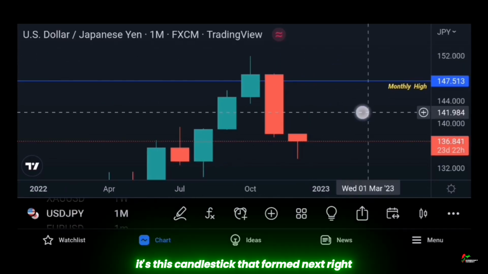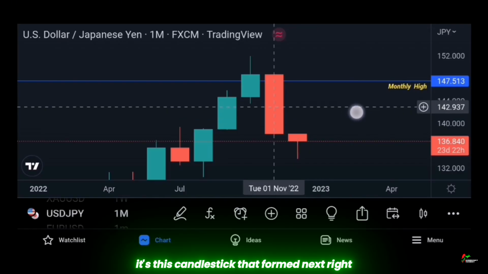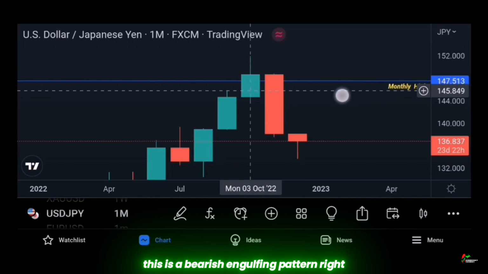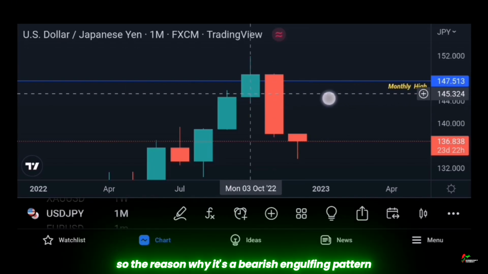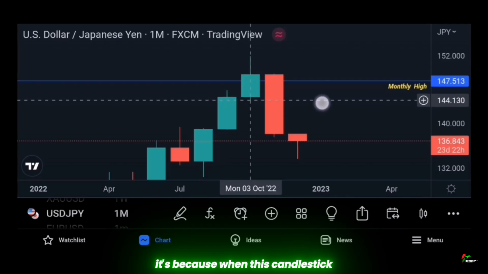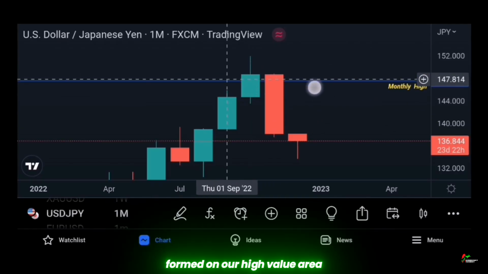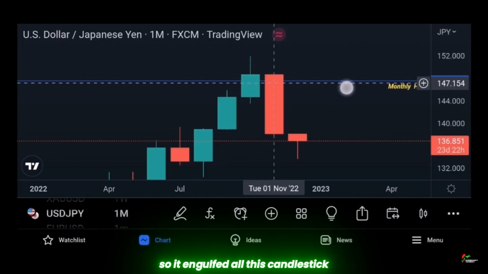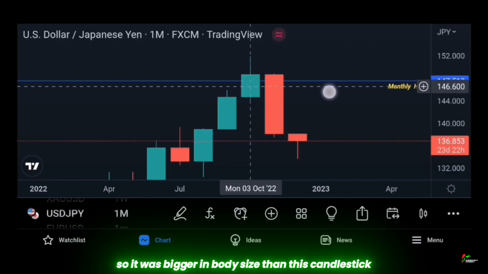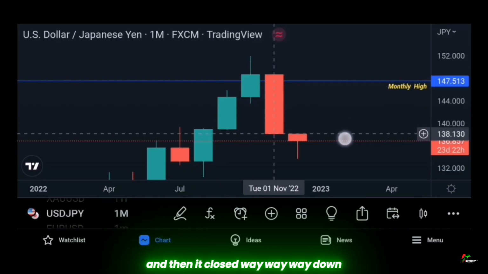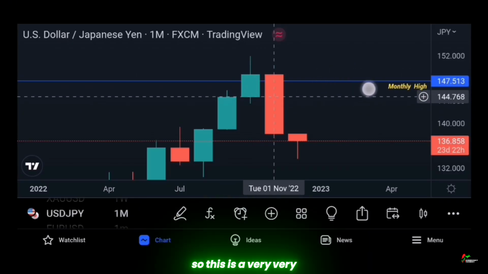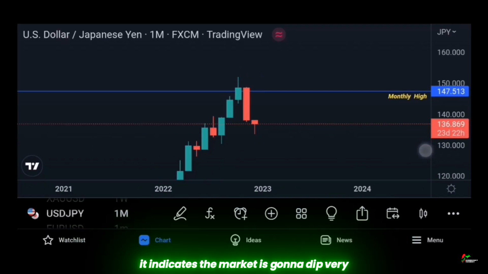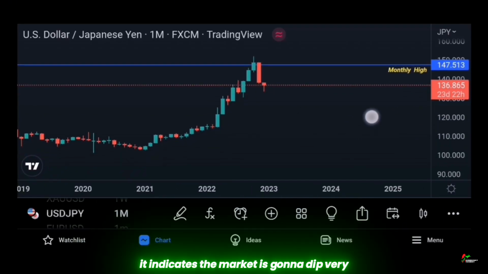What I'm loving again is this candlestick that formed next. This is a bearish engulfing pattern, right? The reason it's a bearish engulfing pattern is that when this candlestick formed on our high value area, this was the next candlestick which printed. It engulfed all of that candlestick, so it was bigger in body size, and then it closed way down. This is a very good indication. When you see something like this, it indicates the market is going to dip down.